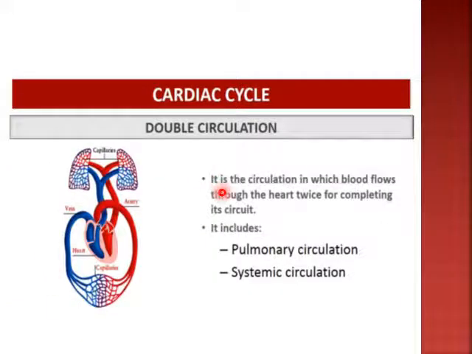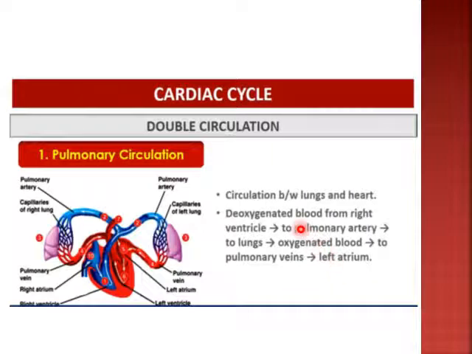Double circulation is seen in human beings. It is a circulation in which the blood flows through the heart twice to complete its circuit, and that includes pulmonary circulation and systemic circulation. Pulmonary circulation is between the lungs and the heart: deoxygenated blood goes from the right ventricle to the pulmonary artery and then to the lungs, and oxygenated blood returns through the pulmonary vein to the left atrium.